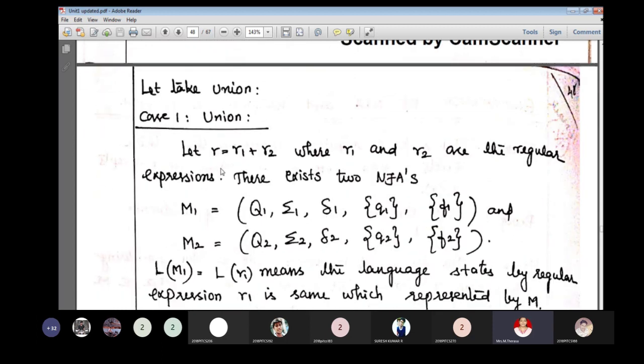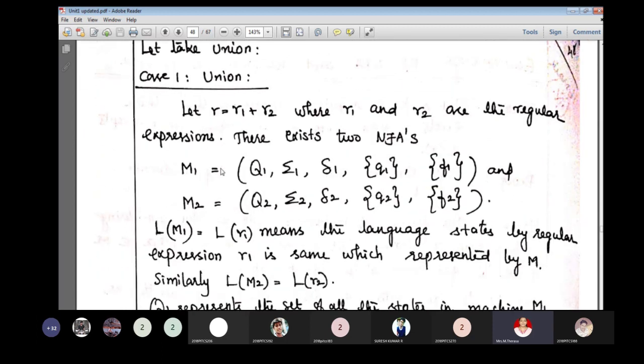Suppose you are given the union operator. So what is the regular expression with the union operator? R is a regular expression that connects R1 and R2, which are the basic units. Plus is the OR operator we are using in between, where R1 and R2 are regular expressions. There exist two NFAs for R1 and R2, isn't it?